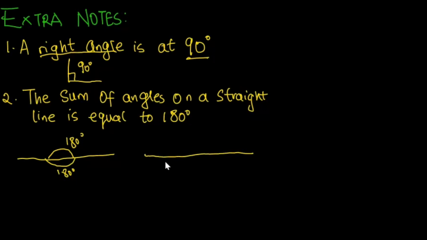So if I have something like this, I have this part to be 120 degrees, and I'm looking for this other part, x. I should ask myself, what am I going to add to 120 to give me 180, since this is a straight line? So I'm simply going to add 60 to 120. So 120 plus 60 should give us 180 degrees. So take note of this fact that the sum of angles on a straight line is equal to 180 degrees.